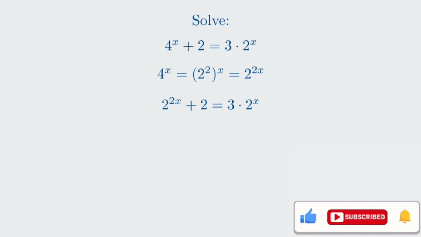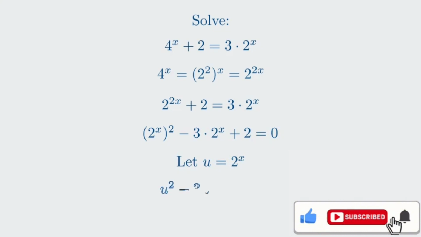We can write 2 to the 2x as 2 to the x squared. This reveals a clear substitution. Let's rearrange it into a more standard form. Subtract 3 times 2 to the x from both sides to get 2 to the x squared minus 3 times 2 to the x plus 2 equals 0. Let's define our substitution. We'll set u equal to 2 to the power of x. Now we substitute u into the equation. This gives us the quadratic equation u squared minus 3u plus 2 equals 0.